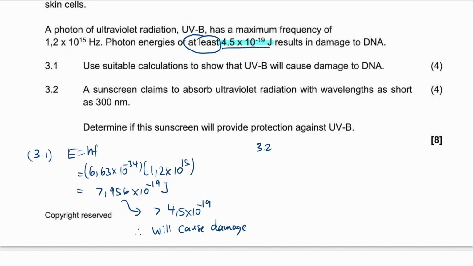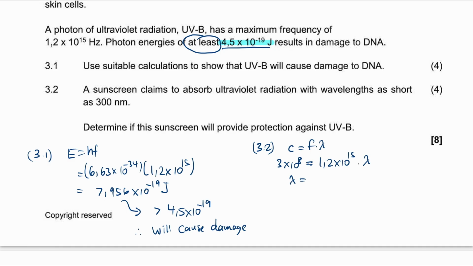So for 3.2, now since this is part of the EM spectrum, all the waves are going to move at a constant speed. We call that c. So the formula is c is equal to f times lambda. So 3 times 10 to the power 8, that is the speed of light, is equal to the frequency, so 1.2 times 10 to the power 15, multiplied by lambda.